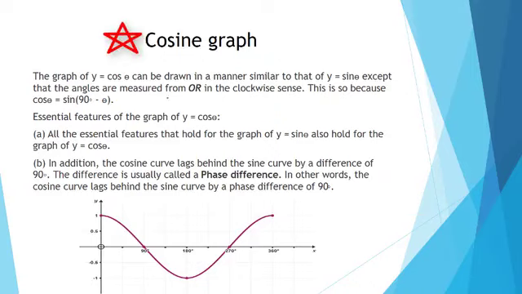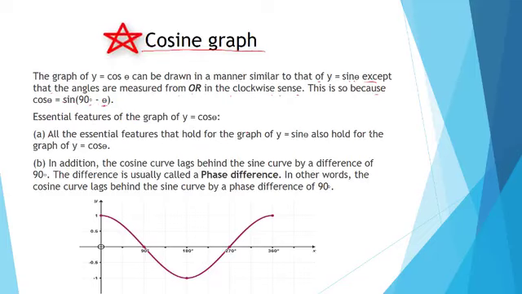The cosine graph also behaves like the sine graph. The graph of y = cos theta can be drawn in a manner similar to that of sine theta, except that the angles are measured from the right in the clockwise sense. This is so because cos theta is equal to sine (90 minus theta). So these are the essential features of this graph.